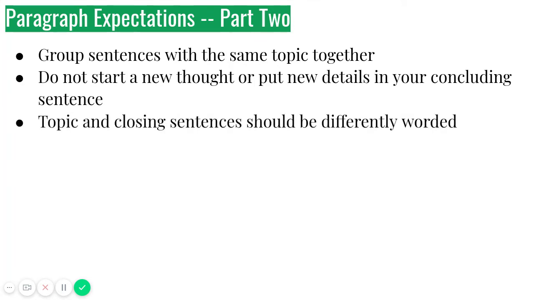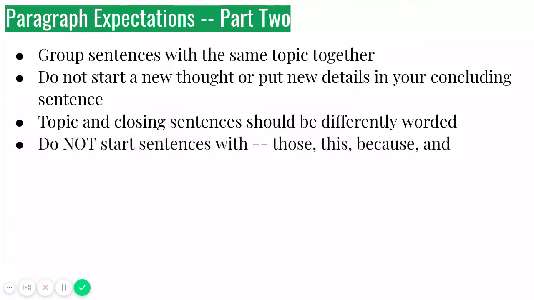Your topic and closing sentences should be differently worded, okay? It's kind of similar to when we were looking at answer and explain within our RACE paragraphs, but you're not going to write the same thing twice. That's boring to read. You have to vary it up. You have to add some spice. Do not start sentences with "this," "because," or "and." It's lazy. Just don't do it. Because I said so. Is that good enough?